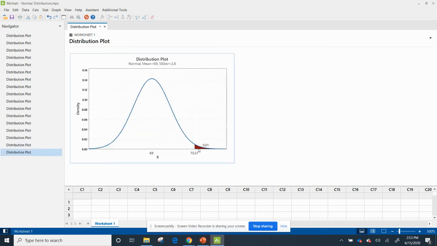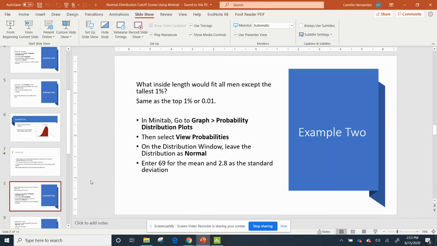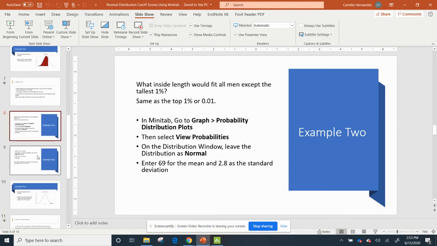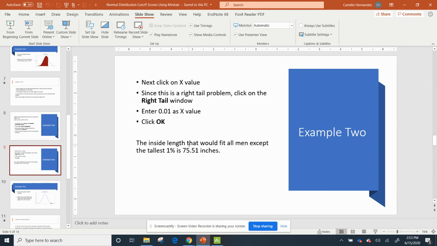I hit OK, and look, that worked for me. The area in red is to the right, and it's the 1%. So all this area in white is 99%, or 0.99. So the value for the top 1% is 75.51 inches. If I go back and look at the question again, the inside length that would fit all men except the tallest 1% is 75.51 inches.